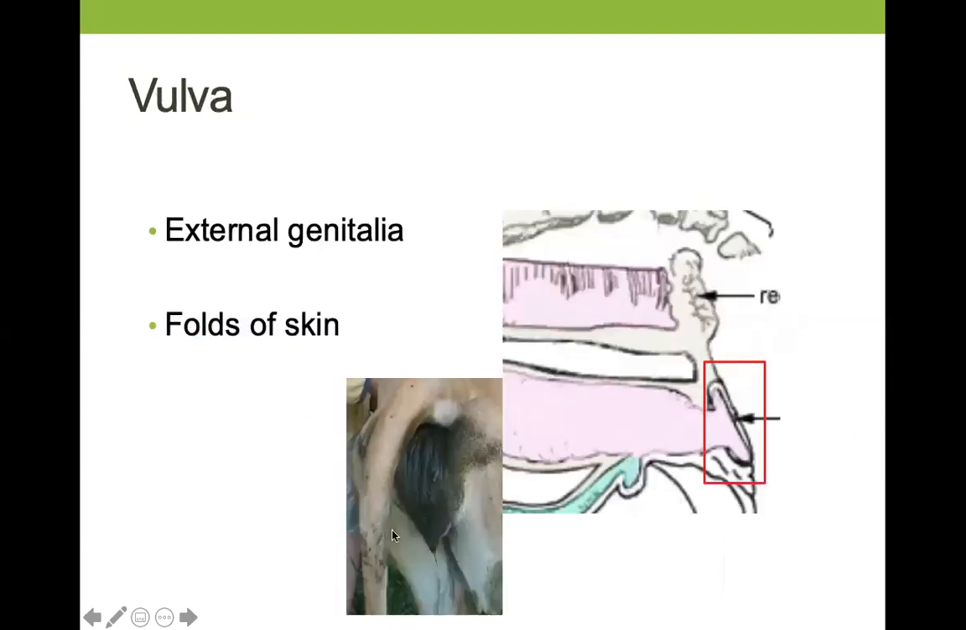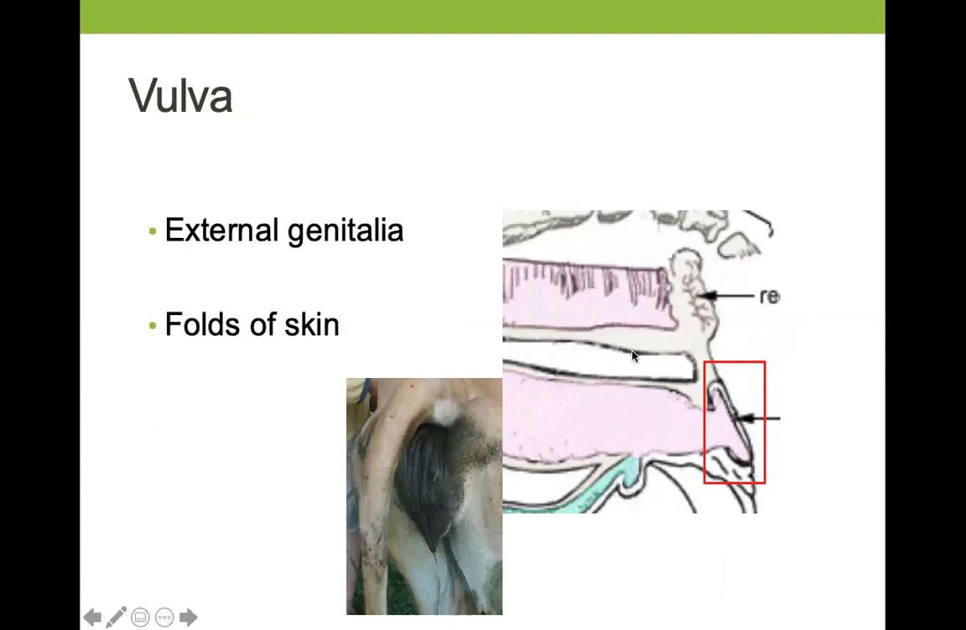All right, so the vulva is last, and it is the external genitalia of the female. So it's the part that you see, which is right here. Okay, so this is a cow, and it looks very similar for most of our livestock species, and it is folds of skin kind of over the top of each other. And what this is doing is this is helping to keep things out.